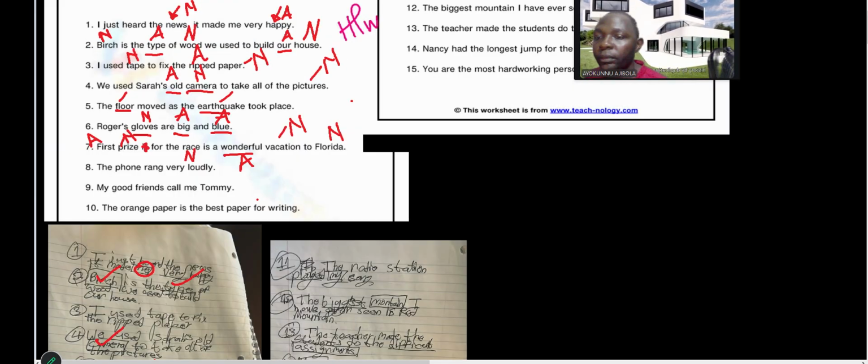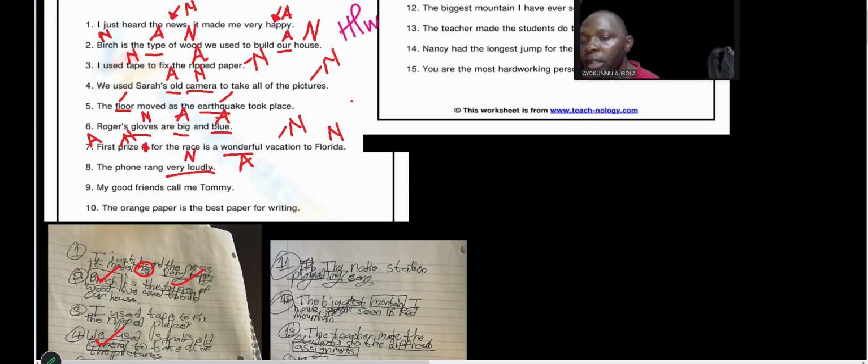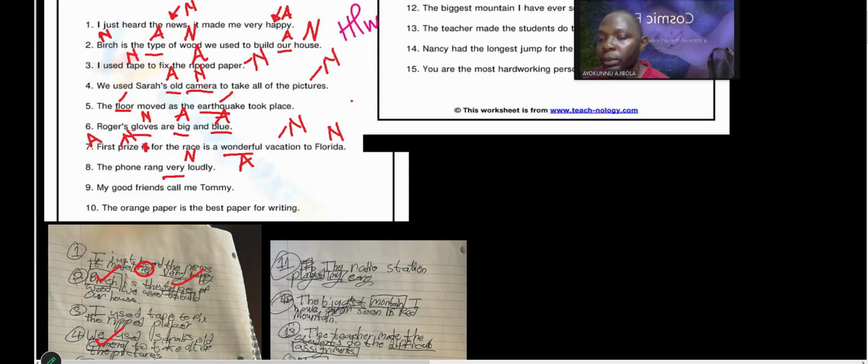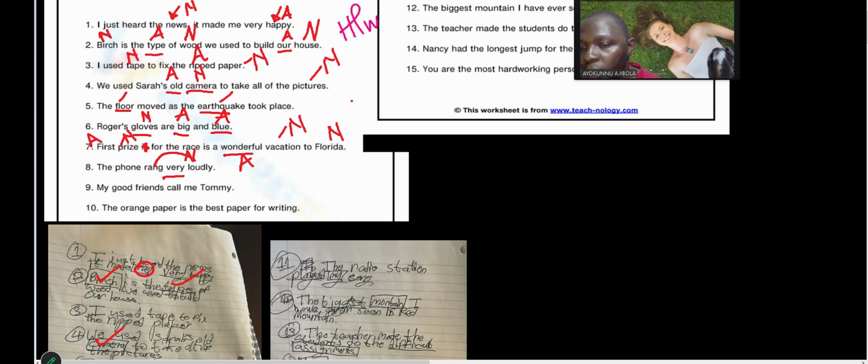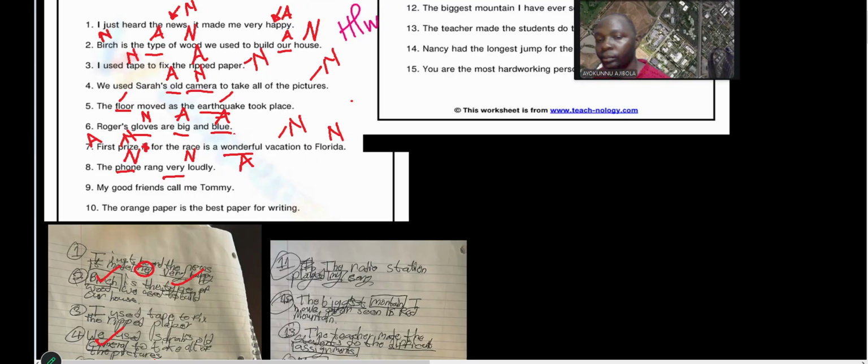And we have, the phone rang very loudly. Very is describing how the phone rang. Very loudly. Loudly is an adverb. Is that clear? Loudly is an adverb. So the phone, that's a noun. The phone rang very loudly.